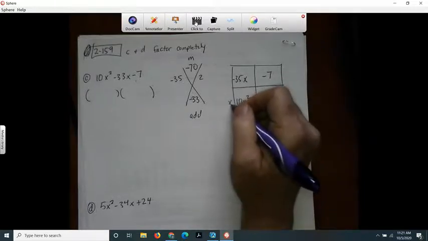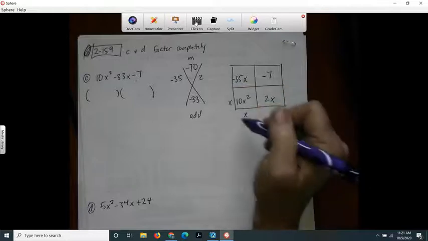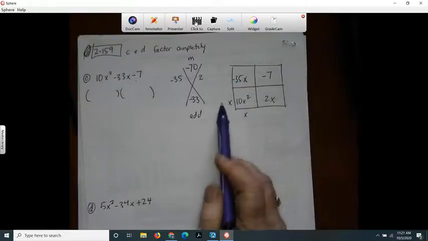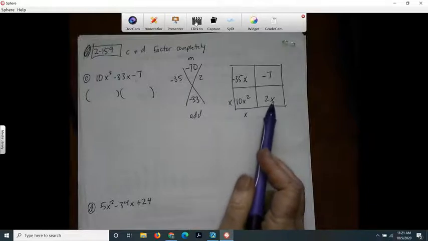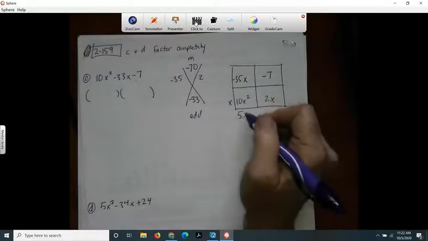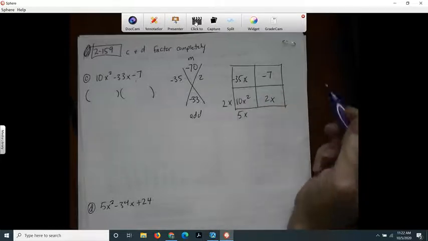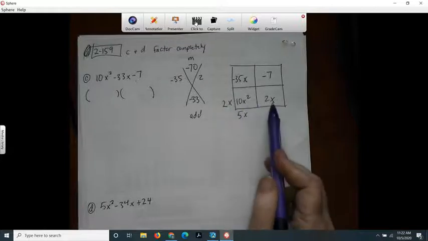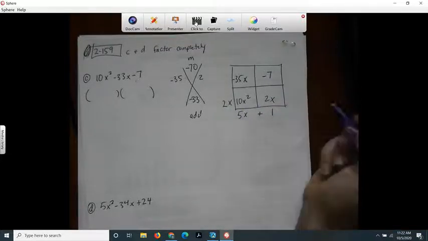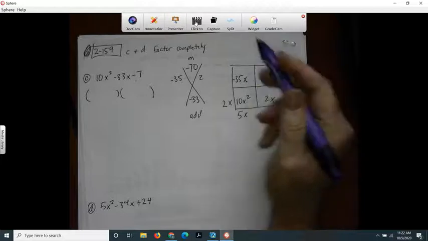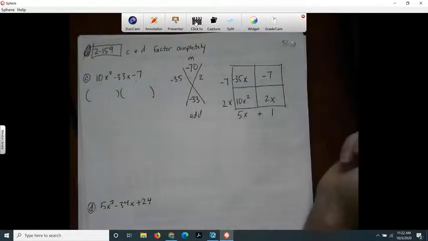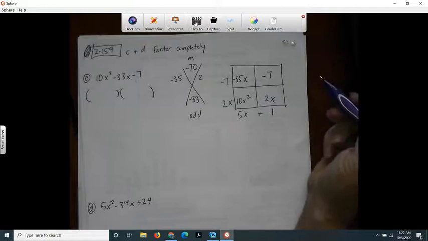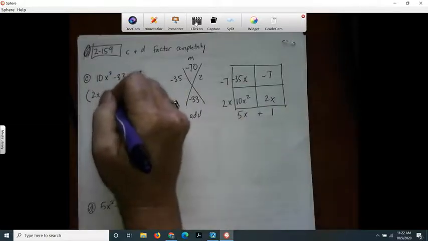I want to be careful where I put my 5 and where I put my 2. I don't want to put the 5 here because then when I try to multiply to make 2, 5 isn't going to multiply with something to make 2. So I want to make sure the 5 goes here and the 2 goes here. That way when I ask myself 2x times what equals 2x, I'll have a good answer, and that's 1. And then 5 times -7. Then I just check and make sure it works. So this will be 2x minus 7 and 5x plus 1.